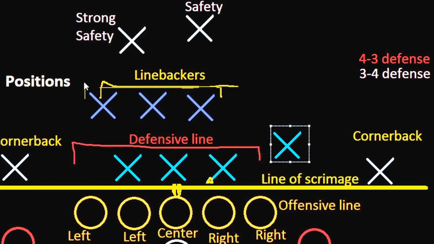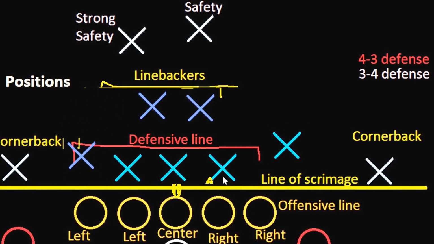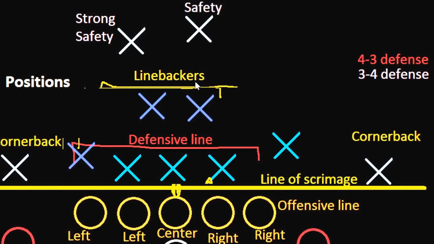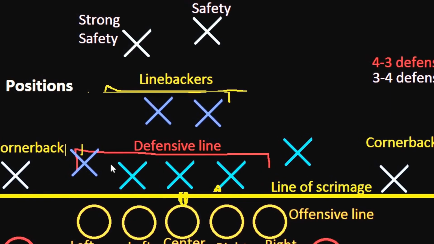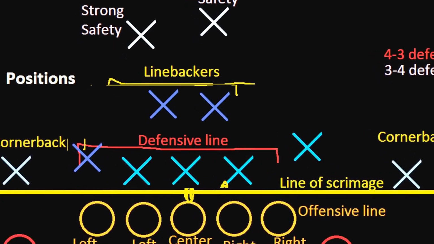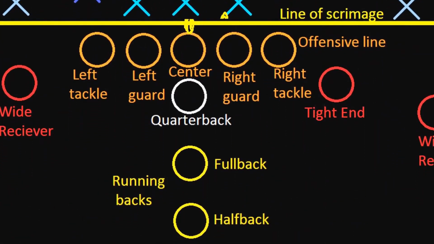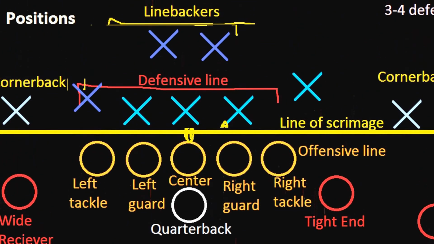And really these guys can stand wherever they want. Sometimes you'll see these guys come up here closer to the line. So technically you still have 4 linebackers there and 3 defensive linemen, but overall that's the basic layout of the positions. So you have your safeties in the back, linebackers, your defensive line, your 2 cornerbacks on defense, and your guys on offense.